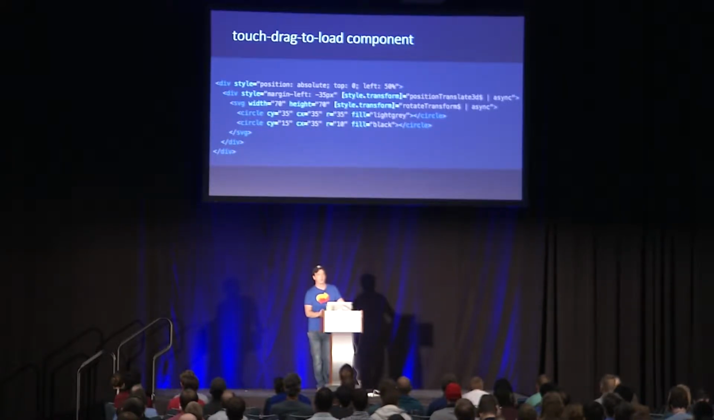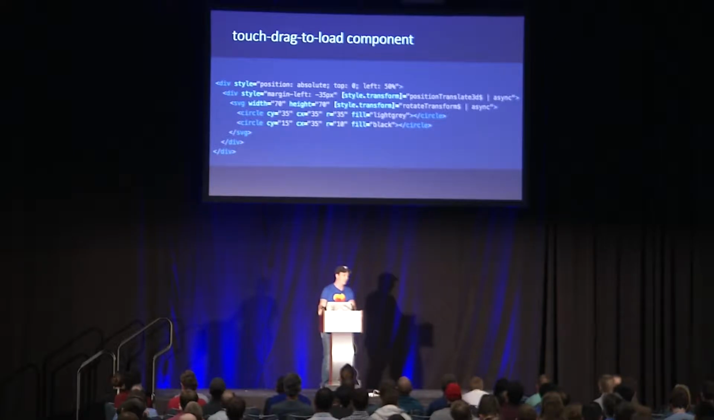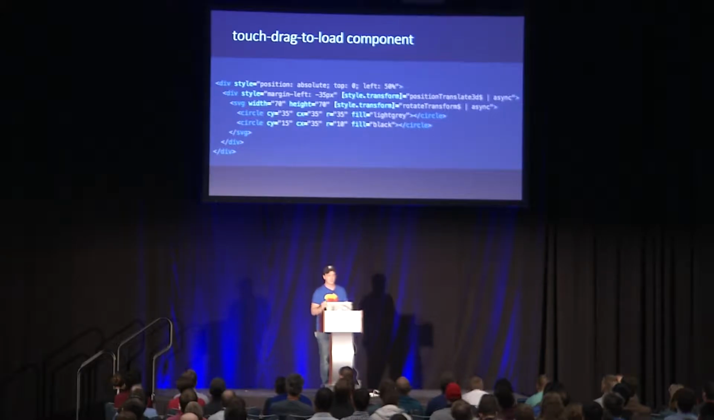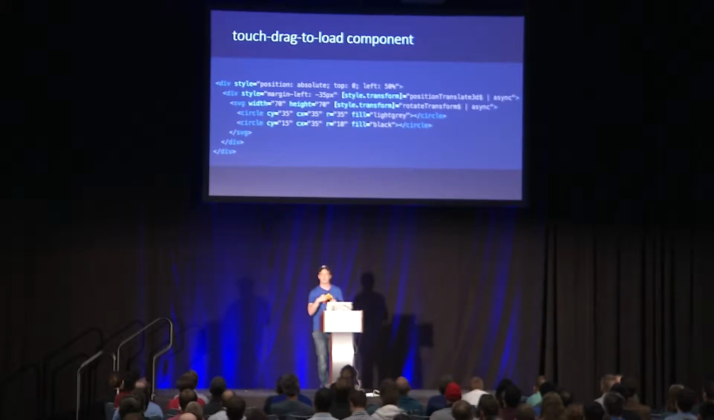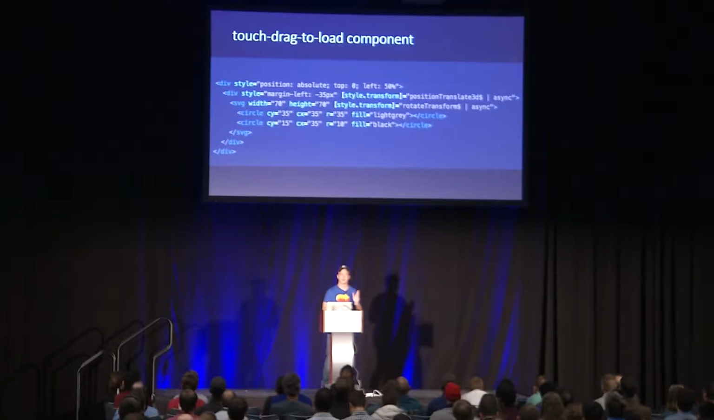So our touch drag to load component, the template looks like this. The template's pretty simple. I've got an outermost div that's mostly for positioning, so we can put our little marker at the top center there. We're setting absolute position, top 0, left 50%. And then we've got an inner div to move things over a little bit more and to deal with the vertical positioning of our marker when we're dragging. I'm moving it to the left by 35 pixels because I'm going to use a circle that's 70 pixels wide, so I'm centering that circle in the view.